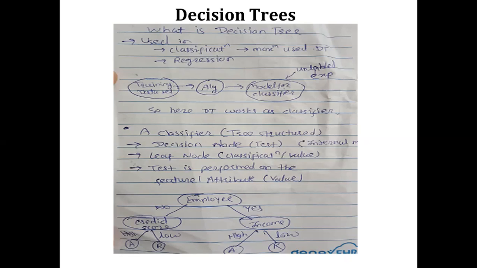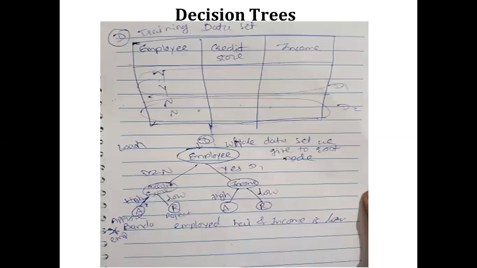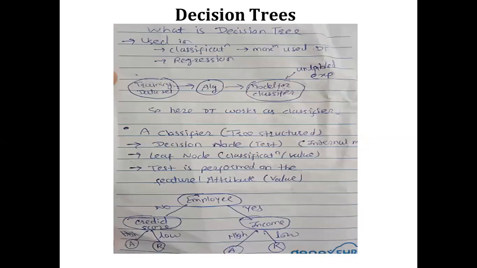Now, how does this work? If you consider the training data set, we give the training data set to the algorithm, and this algorithm builds a model depending on the training data set. So what does that model consist of? That model is a classifier. So what is the meaning of that?